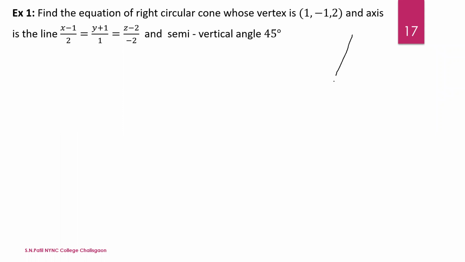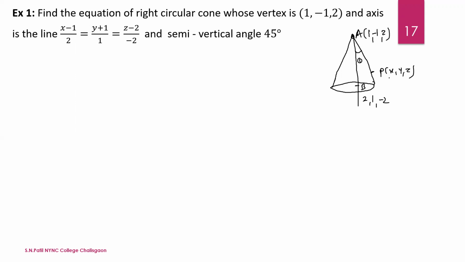Now this is the vertex. Suppose this is point A (1, -1, 2), and this is the guiding curve. This is the generator, and this is theta. The axis of the cone is given, and the denominators, the direction ratios of the generator, that is 2, 1, -2. Suppose this is the point B, so the axis is AB, and take P to be any point (x, y, z).